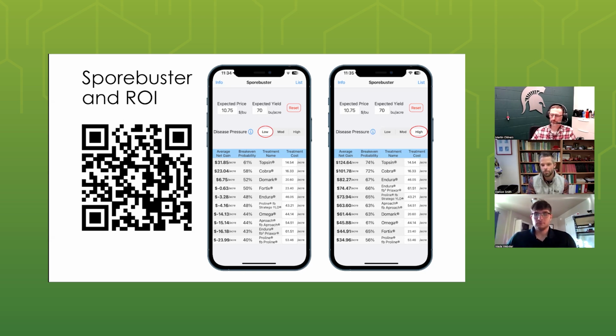And that'll actually recalculate using the background models that run this tool and give you some estimated break-even probabilities and then average net gains. And one thing I'll say about this is make sure you're looking at the break-even probability percentage first before you move to the average net gain. Because those two numbers sort of tell you different things.